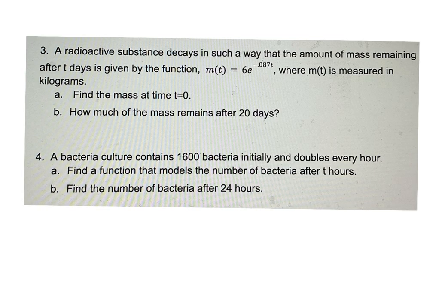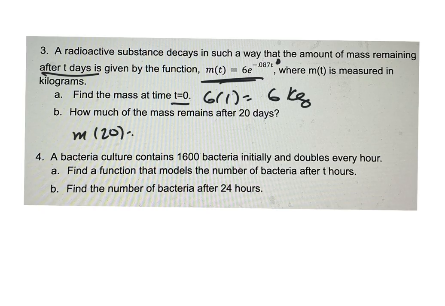Number 3, another one. A radioactive substance decays in such a way that the amount of mass remaining after t days is given by that. They're giving you the formulas every time. Measuring kilograms, what is it at time 0? Put 0 in there. That makes the whole exponent 0. e to the 0 is 1, so it's really 6 times 1, which is 6 kilograms. And then how much is 20 days later? I'm just going to put 20 in for the exponent. I'm going to punch that straight in my calculator, and I'm getting 1.05 kilograms.